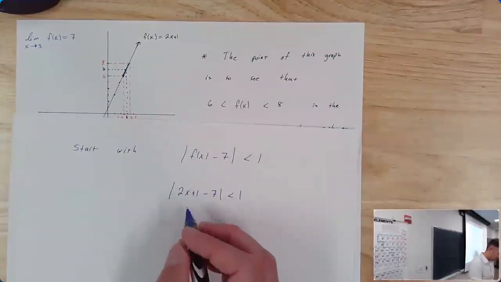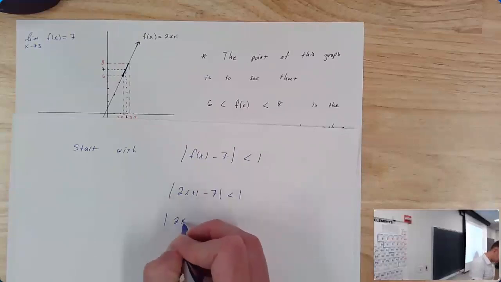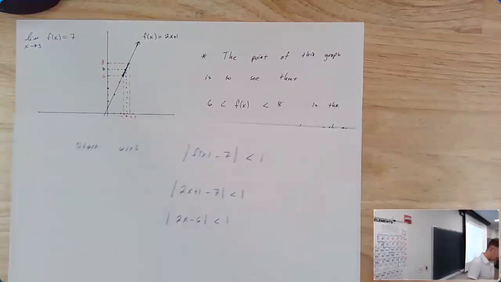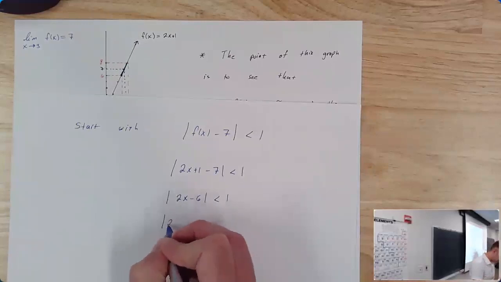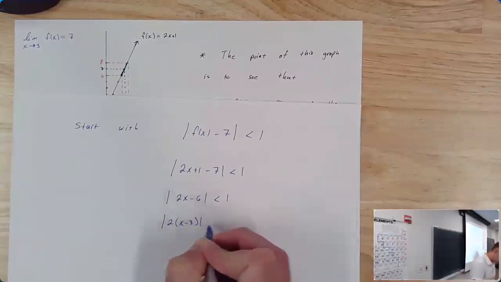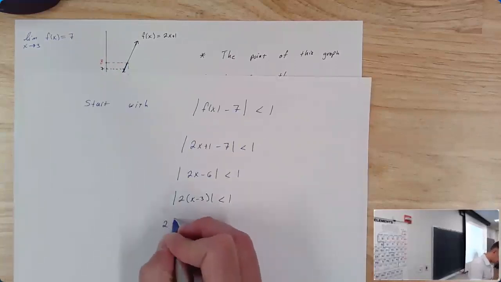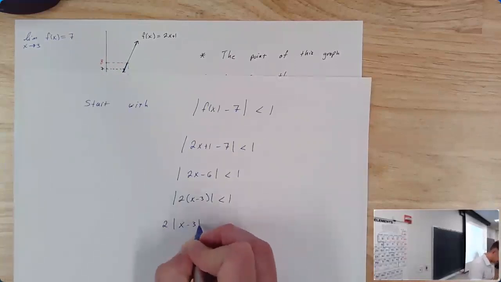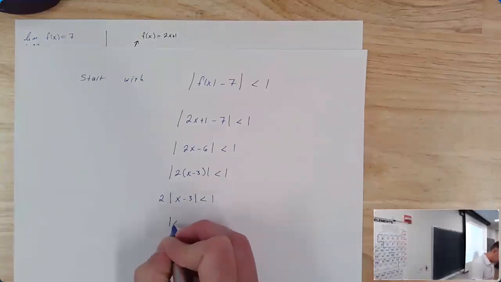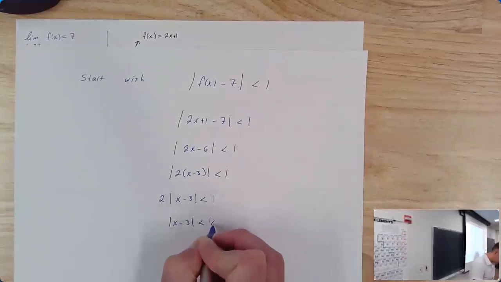I subtract, and get the absolute value of 2x minus 6 less than 1. I'm going to factor out a 2. The absolute value of 2 is just 2, so I have 2 times the absolute value of x minus 3 is less than 1. And then I get the absolute value of x minus 3 is less than 1/2.